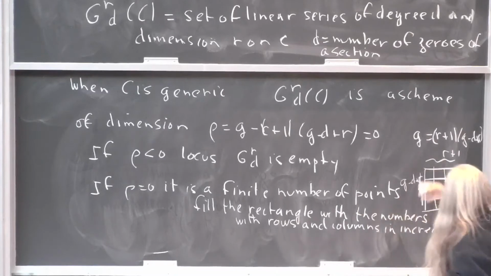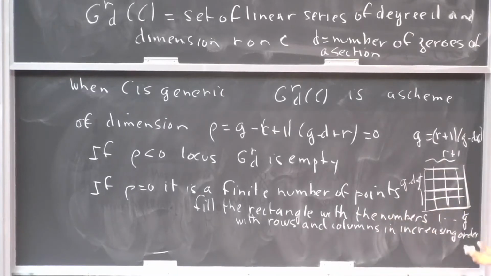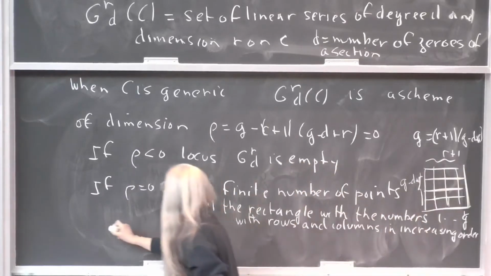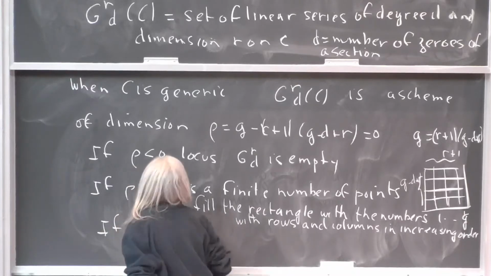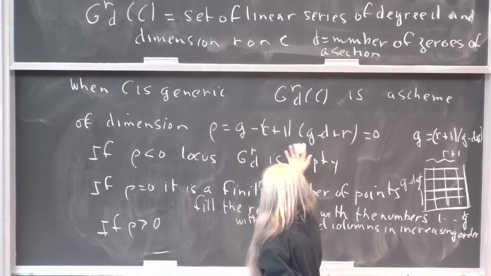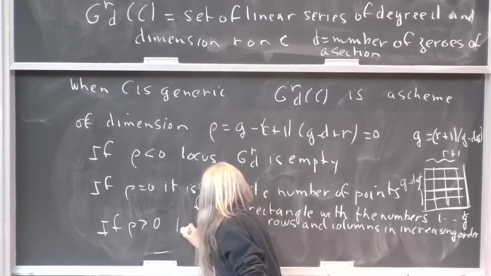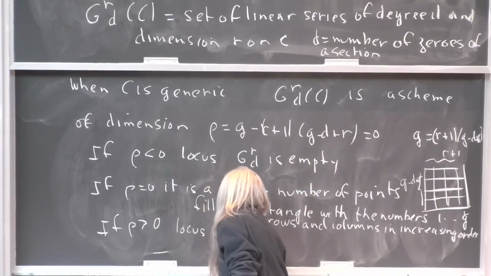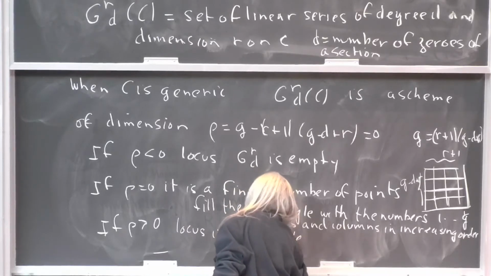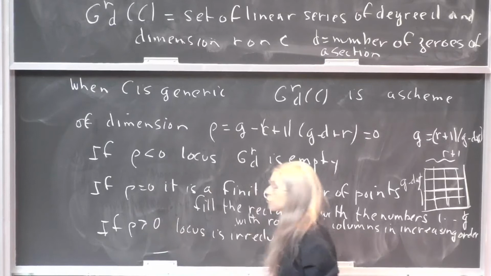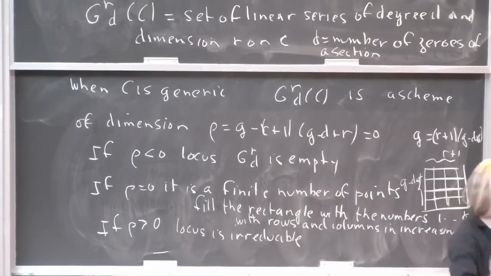And the number of different ways of doing that tells you how many different GRDs the curve has. All right, and then if rho is larger than 0, then the locus is connected and irreducible. And in both these cases, we can compute the tangent space through a certain map.